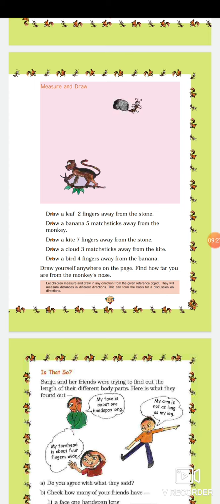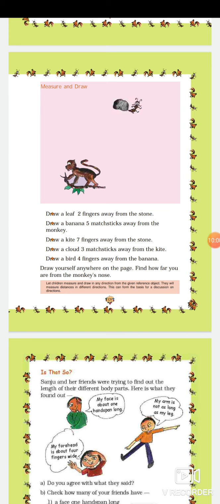Then next another, the page number, it is given measure and draw. So one monkey is there, you see. Draw a leaf 2 fingers away from the stone. One stone is there, you see, up. Then draw a banana 5 matchsticks away from the monkey, 5 matchsticks away. You can draw, and this picture also, taking a photograph, you can send to me.